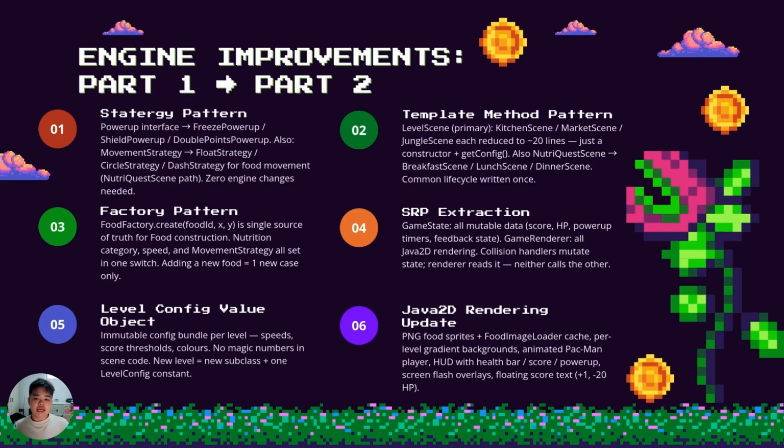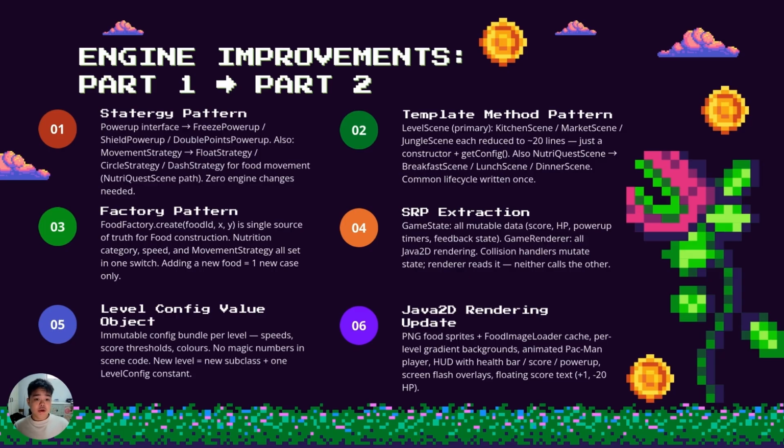Instead of writing hundreds of lines for every new stage like the kitchen or jungle, we only need about 20 lines to set up now. Third is factory pattern. We created a single food factory. If we want to add a new food item, we just add 1 line to the factory instead of searching through the whole project.